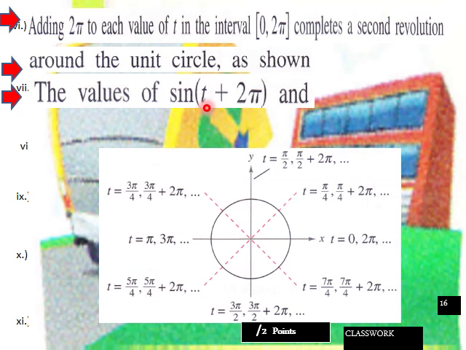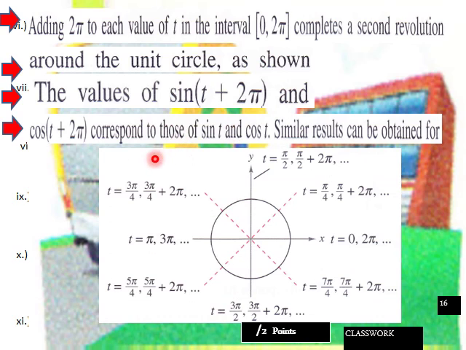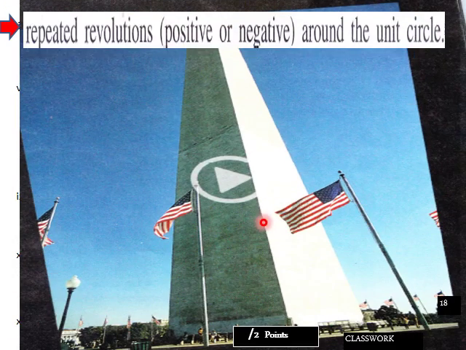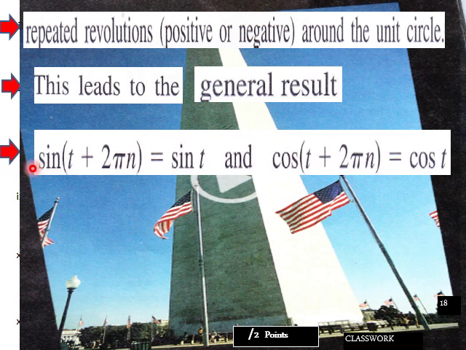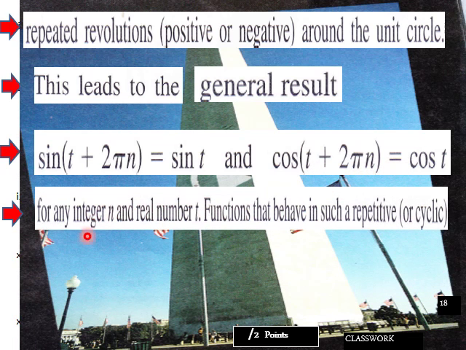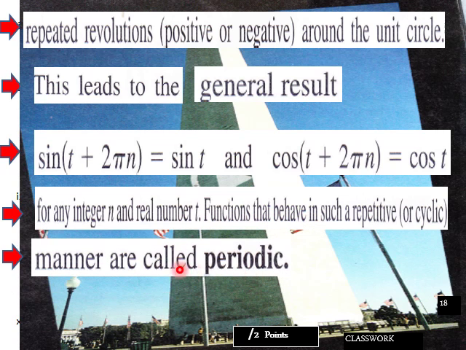The values of sine of t plus 2 pi and cosine of t plus 2 pi correspond to those of sine t and cosine t. Similar results hold for repeated revolutions, positive or negative, around the unit circle. This leads to the general result: sine of t plus 2 pi n equals sine t and cosine of t plus 2 pi n equals cosine t, for any integer n and real number t. Functions that behave in such a repetitive or cyclic manner are called periodic.